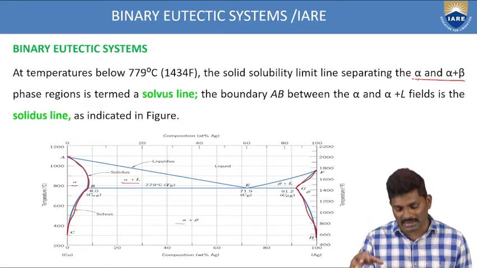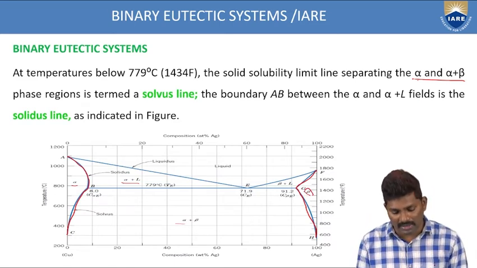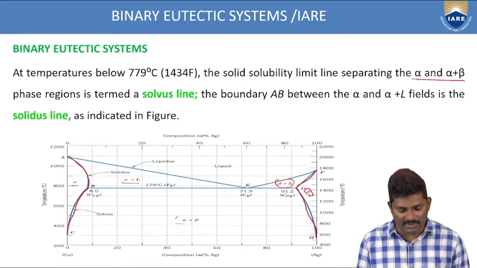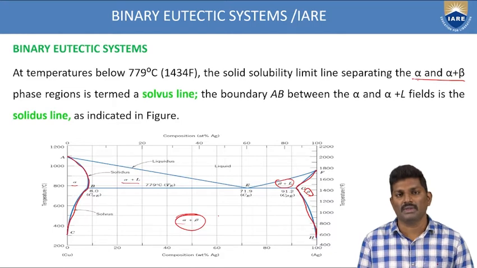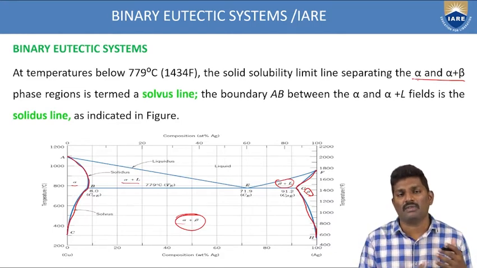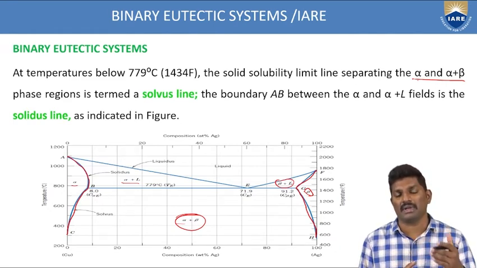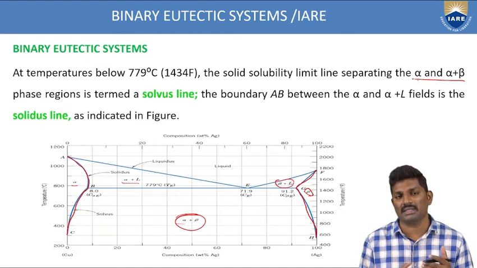So the boundary line lies between the beta phase, the beta plus L phase, as well as the alpha plus beta phase. Like this, you have to differentiate between these two. After that, what is the third step we have taken? We have tried to identify how the composition increases with the temperature. That is the third step we are following.